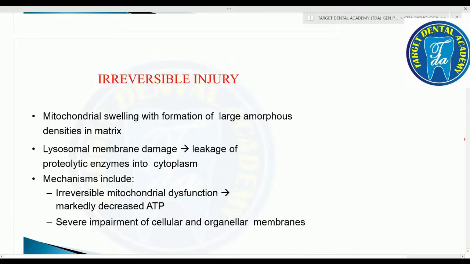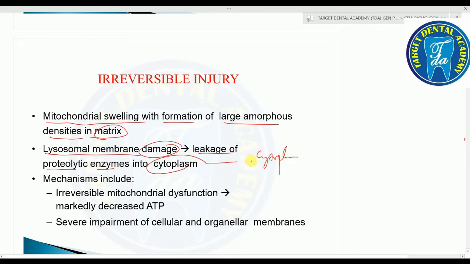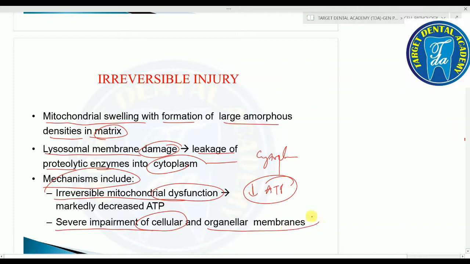Now coming on to the irreversible injury. In this, there is mitochondrial swelling with the formation of a large amorphous density in the matrix, and lysosomal membrane damage which leads to the leakage of proteolytic enzymes into the cytoplasm. And in the irreversible injury, the mechanism includes irreversible mitochondrial dysfunction which leads to markedly decreased ATP, and severe impairment of the cellular and the organelle membrane.